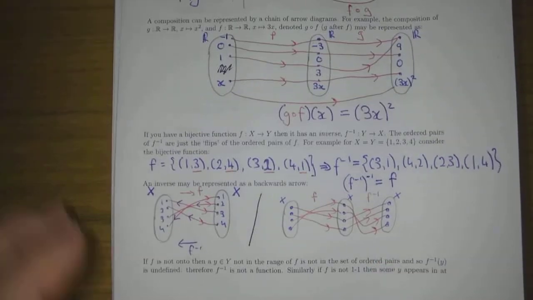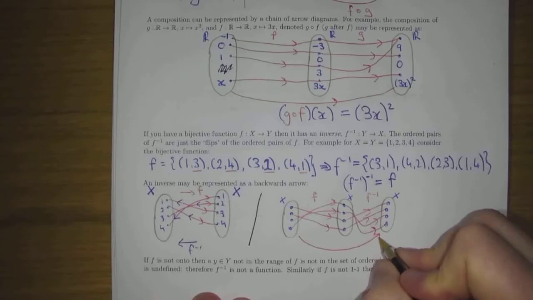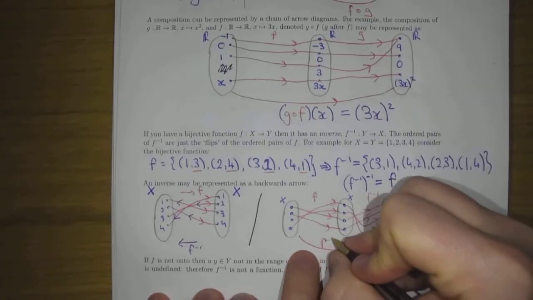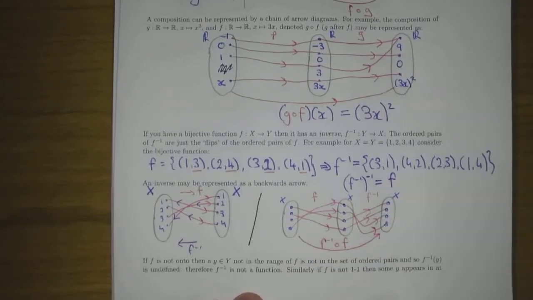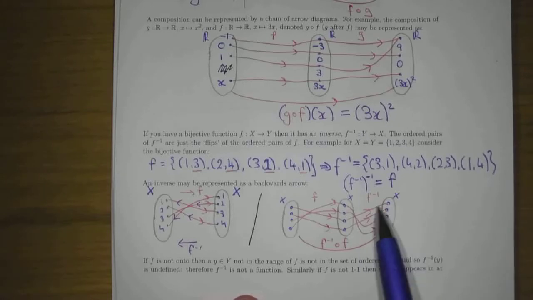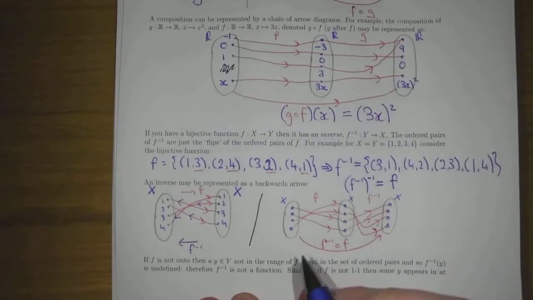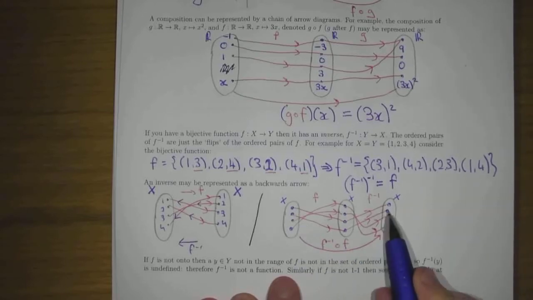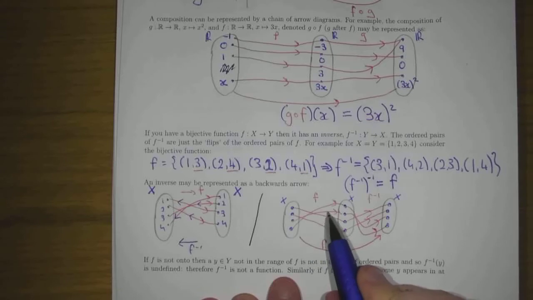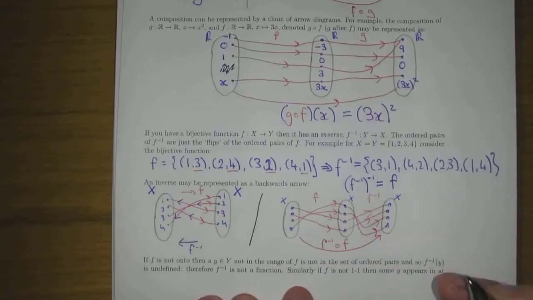And now this function that goes from here to here is F inverse after F. And what's this the same as? Okay, what was 1 sent to by this function? First 1 is sent to 3 and then back to 1. So overall 1 is sent to 1. Then 2 is sent to 4, sent to 2. So 2 ultimately is sent to 2. Similarly 3 is sent to 3 and 4 is sent to 4.